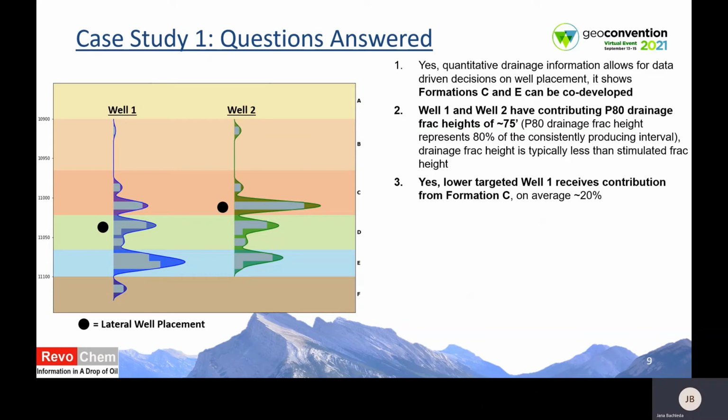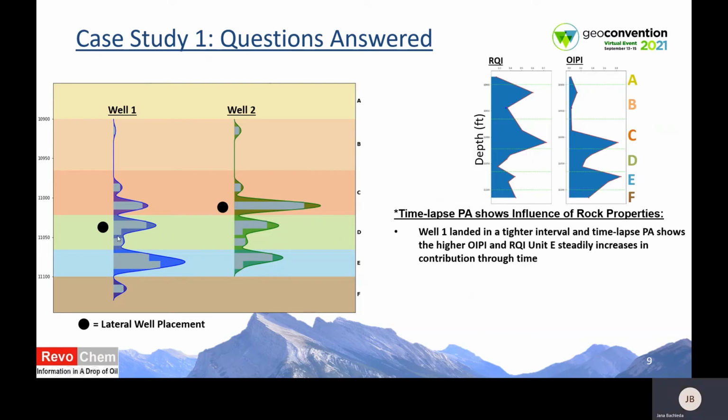And lastly, we can say yes, lower targeted well 1 receives contribution from Formation C, and on average about 20% contribution. Another important thing we learned from this case study is that time-lapse production allocation data shows the influence of the rock properties.